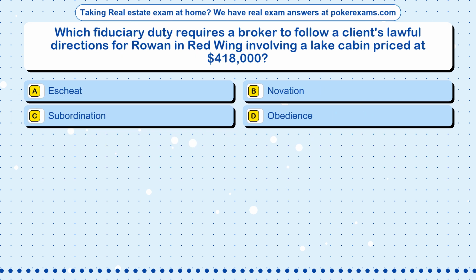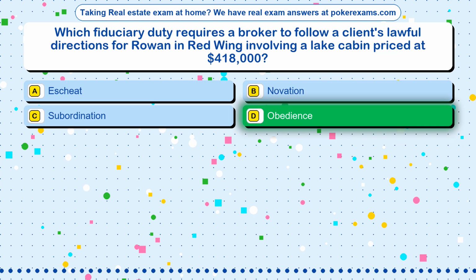Question 100. Which fiduciary duty requires a broker to follow a client's lawful directions for Rowan in Red Wing involving a lake cabin priced at $418,000? Option A, escheat. Option B, novation. Option C, subordination. Option D, obedience.